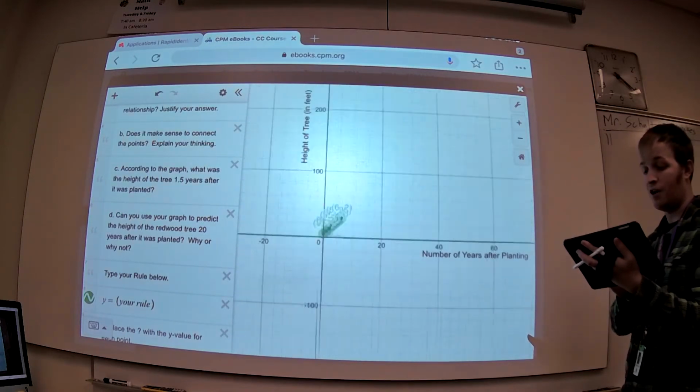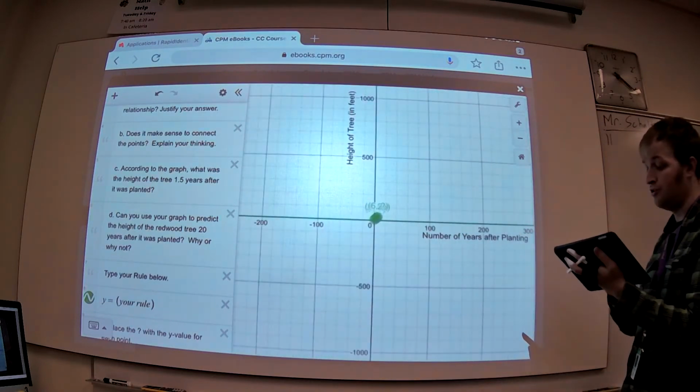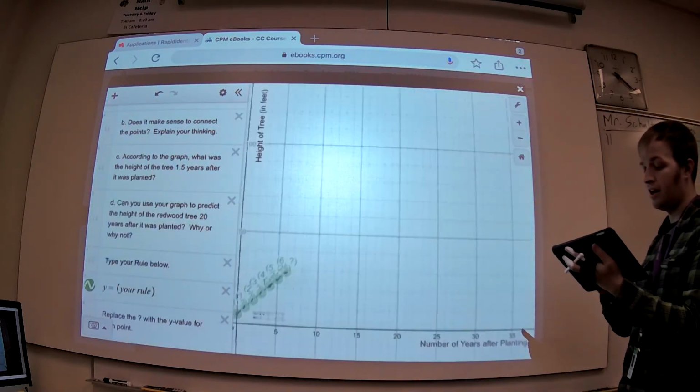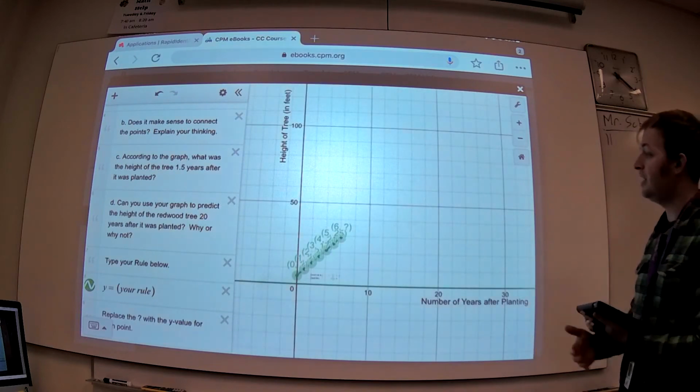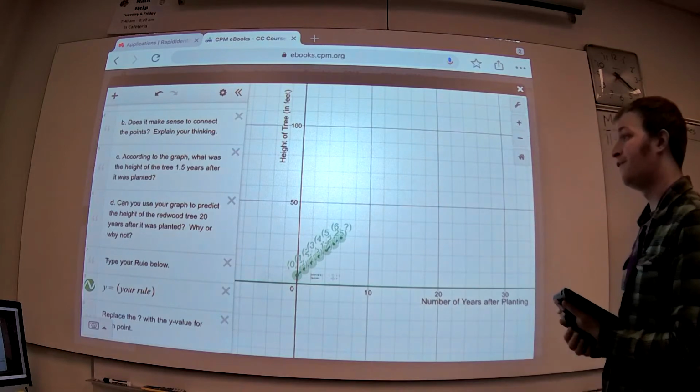It goes way, way out. In fact, I could find out what it is at 100 years. Or I could just keep going out now at 200 years, 300 years, and so on and so forth. So even though you can only see a section, it actually does expand out from that.